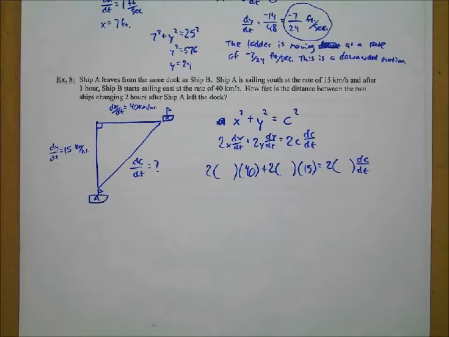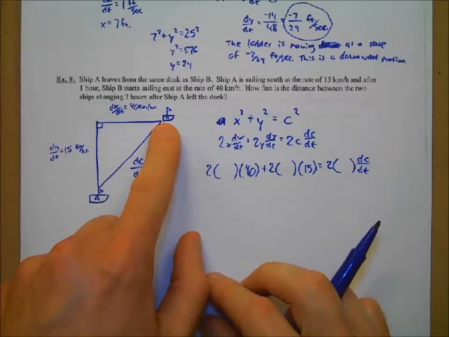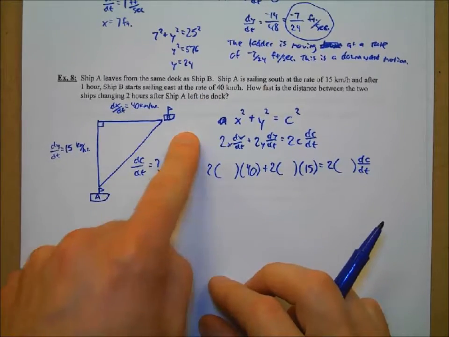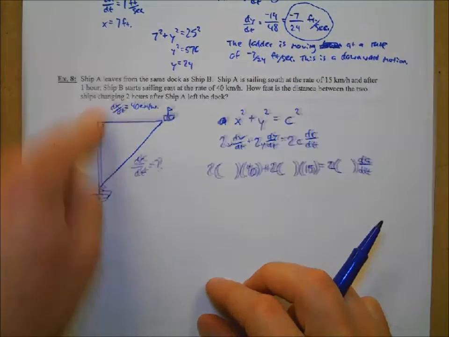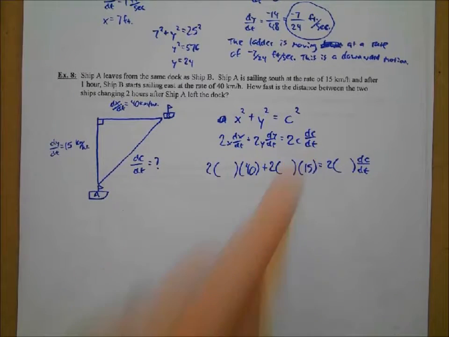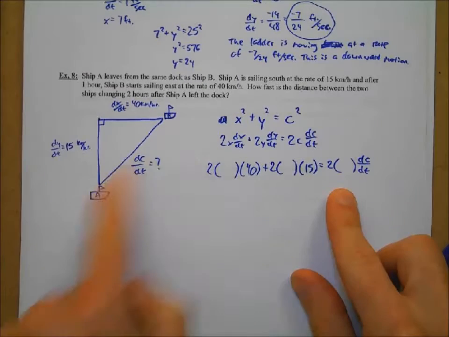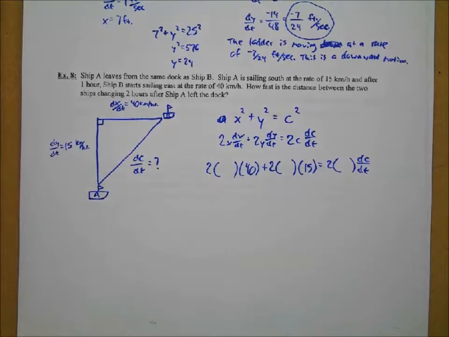Okay, so we have 3 different values we still have to come up with that were not given to us in the problem. So dx/dt, the ship is sailing east at a rate of 40 kilometers per hour. Ship A is sailing south at a rate of 15 kilometers per hour, so again that's a rate of change, the derivative. But we still need to come up with an x, a y, and a c, because dc/dt is what we're trying to solve for, the rate of change of the distance between these two. This is changing the distance between the two, not like the latter problem where it was always going to be 25. So we've got to come up with an x, a y, and a c.